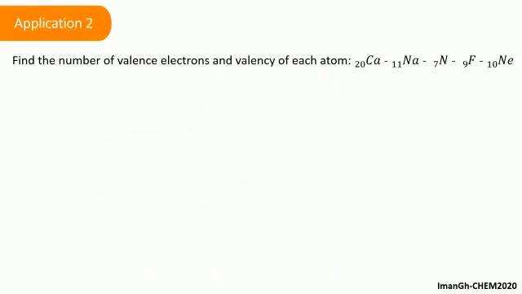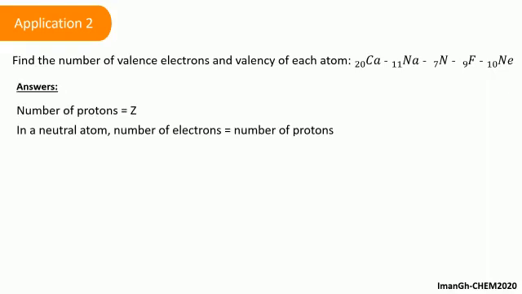In this application, you are asked to find the number of valence electrons and valency of each atom. Remember, you have to write the electron configuration of each atom before you start. Valence electrons is the number of electrons in the outer energy level, while valency is the number of electrons an atom will lose or gain to become stable.